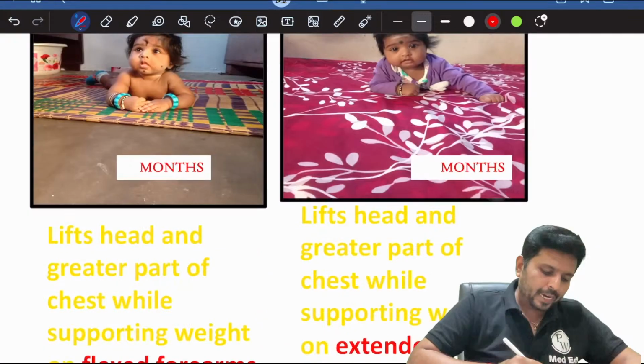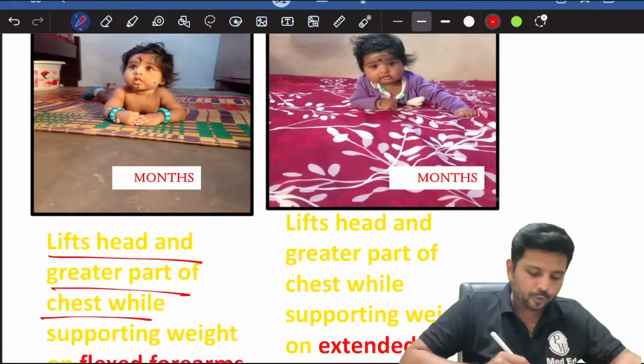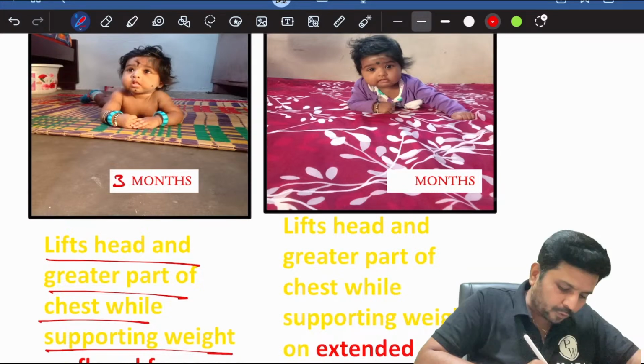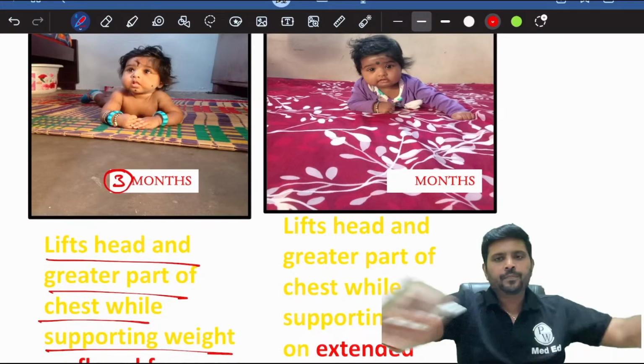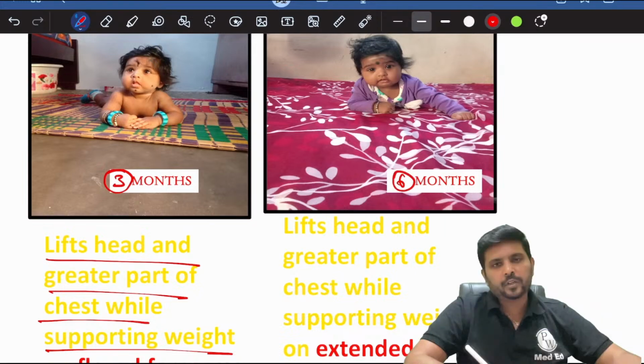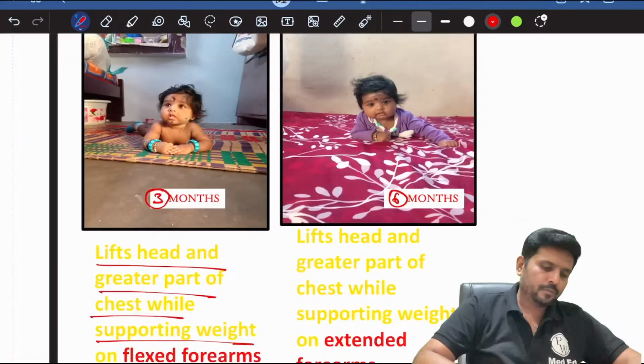Look at this. The child lifts the head and greater part of the chest while supporting weight on flexed forearms. Flexed forearm means 3 months. Extended forearm means 6 months. Both of them are potential MCQs. Flexed forearm means 3 months and extended forearm means 6 months.